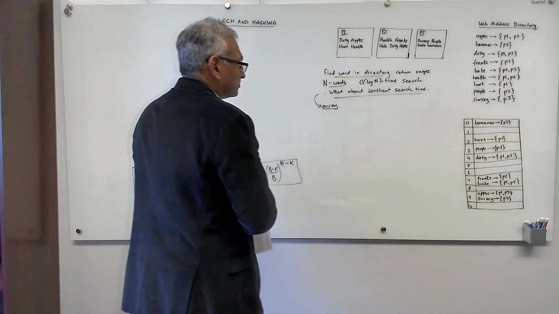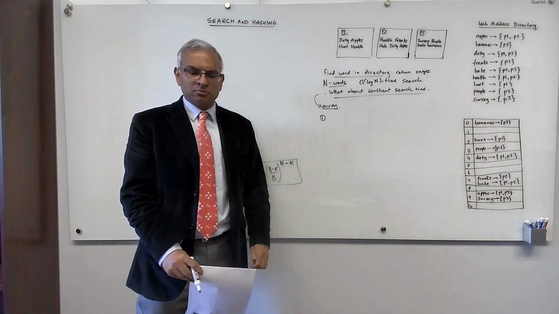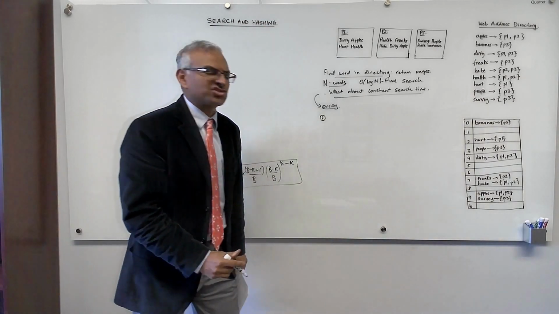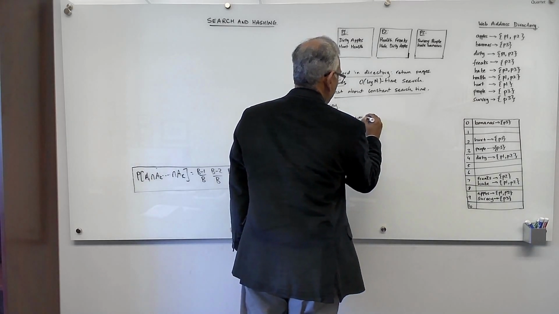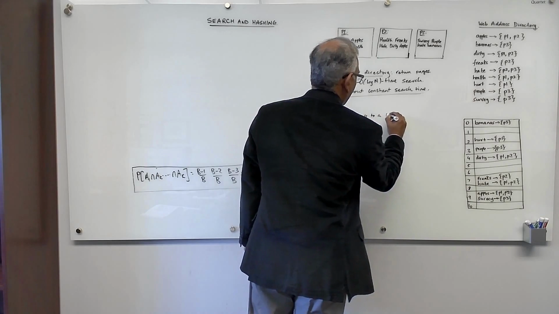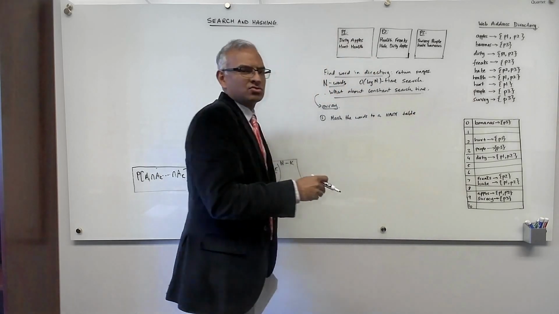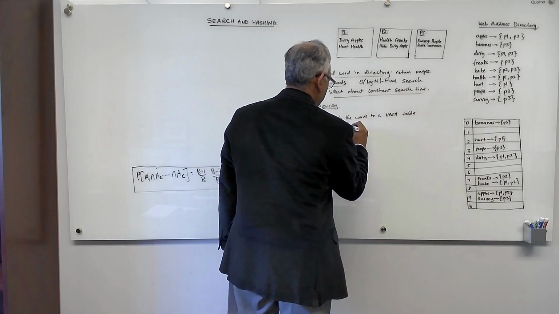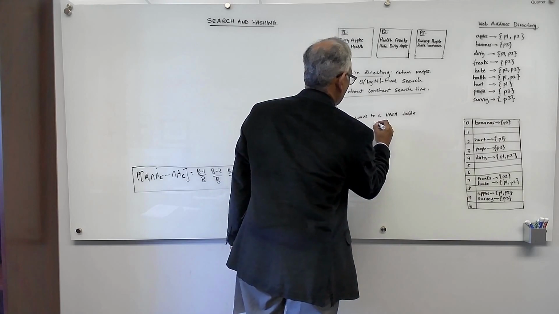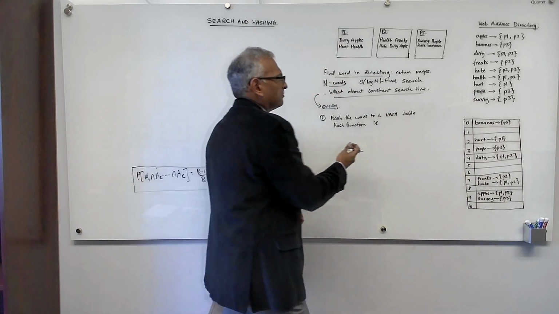Step 1: you hash the words to a hash table. And what does this is usually what we call a hash function. So there's a hash function that we call h, and this hash function takes as input a word.